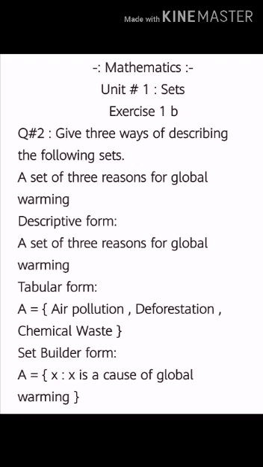The next form we have is set builder notation. In set builder notation, the property satisfied by the elements of the set is given. So we will write it as A = {x : x is a cause of global warming}. All the questions of this exercise will be solved in the same manner.